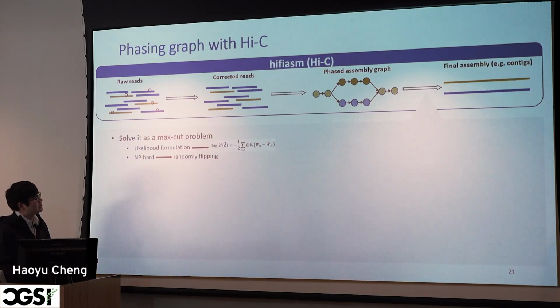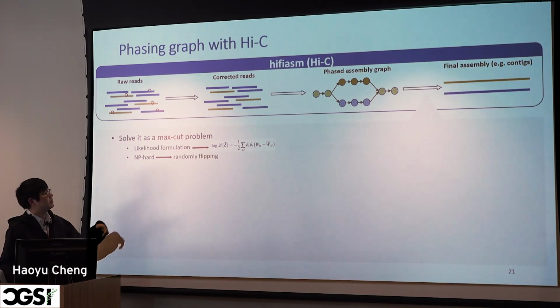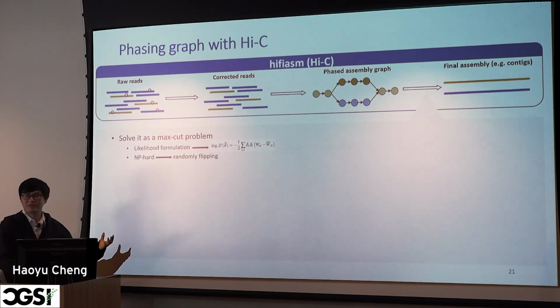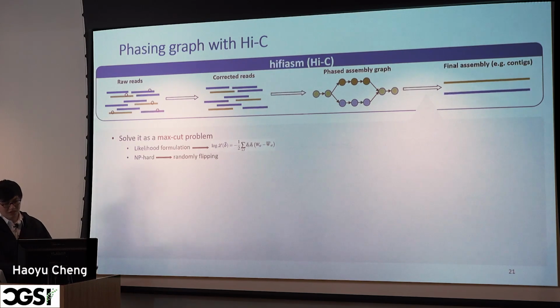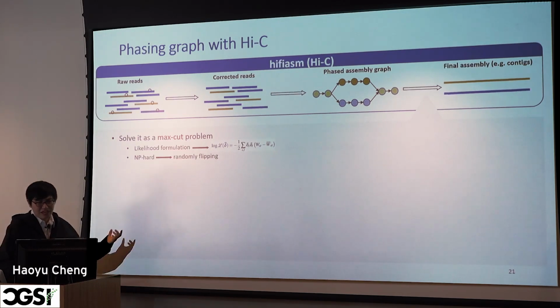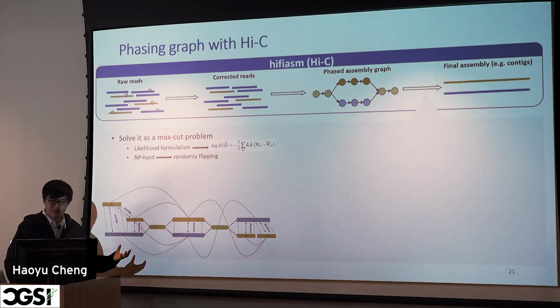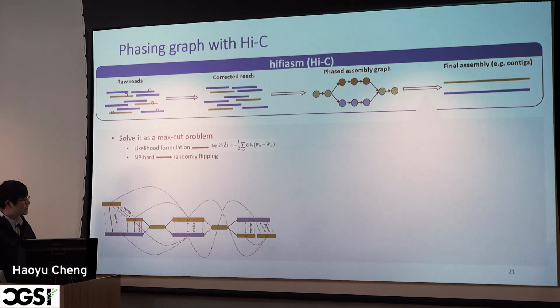In practice, we solve this as a max-cut problem, and the likelihood formulation is like this. This is not our new function; it just reuses some previous work. But the max-cut problem is NP-hard, as we know, so we use a heuristic strategy with some random flipping.